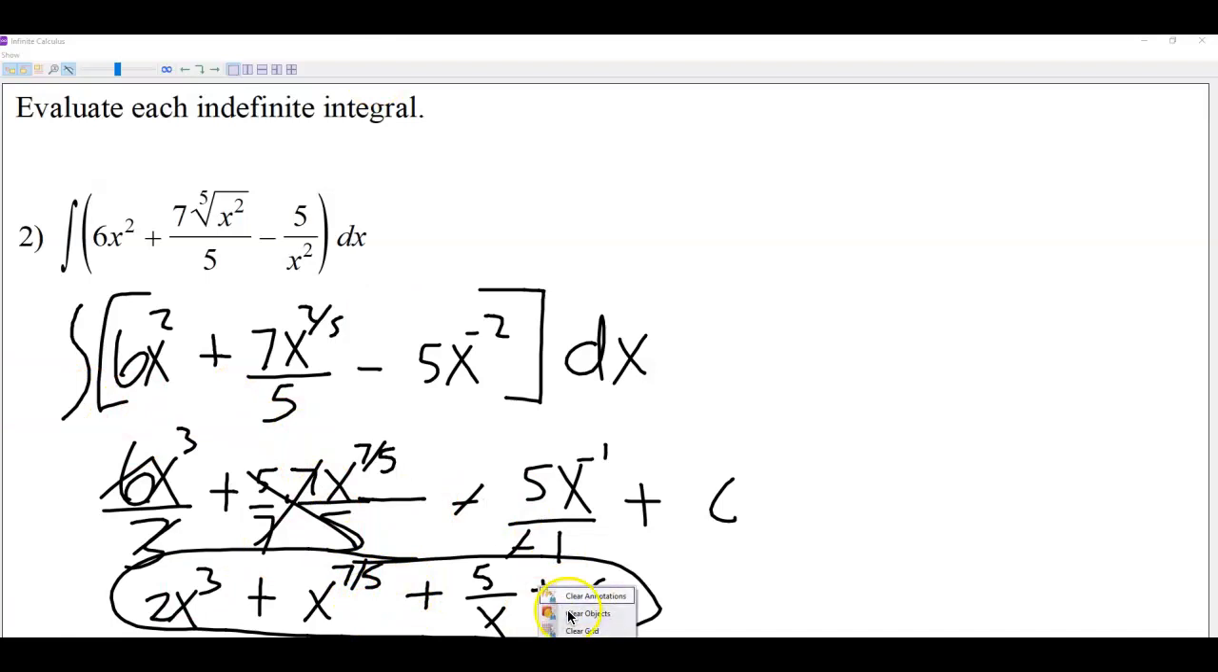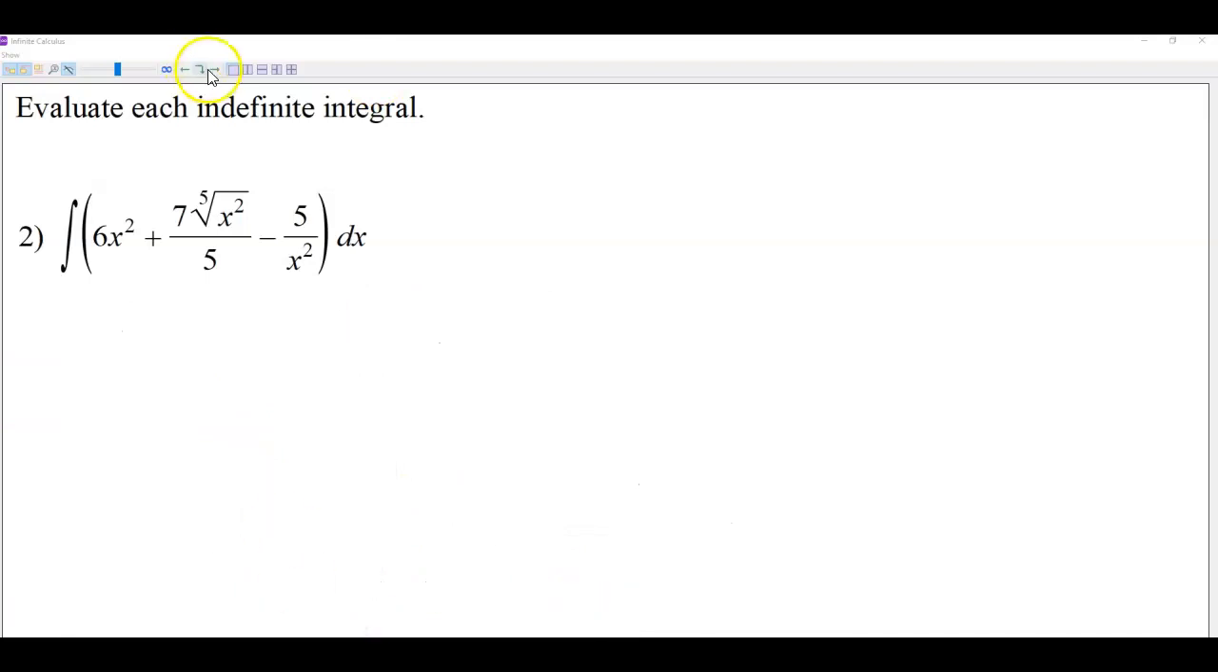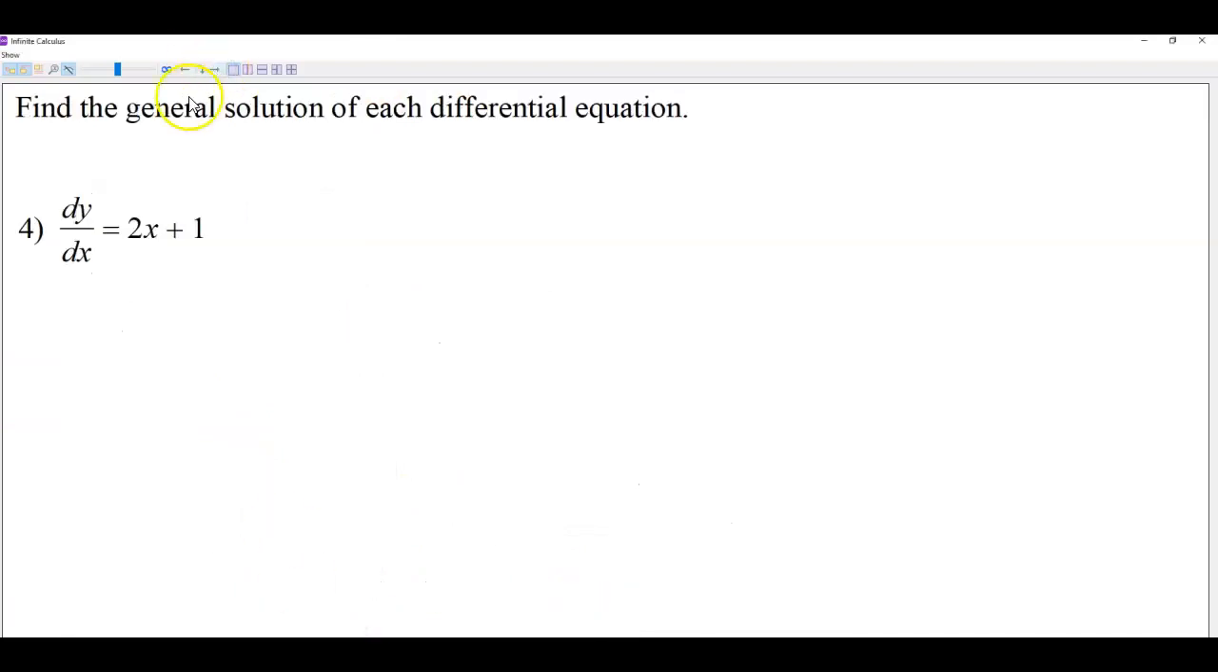Let's go ahead and move on to number 4. So this one's asking us to find the general solution. And basically what that means is we just need to integrate both sides. When you integrate a derivative, you just get the antiderivative. So the integral of y prime is just y, right? And we're going to integrate this side also with respect to x.